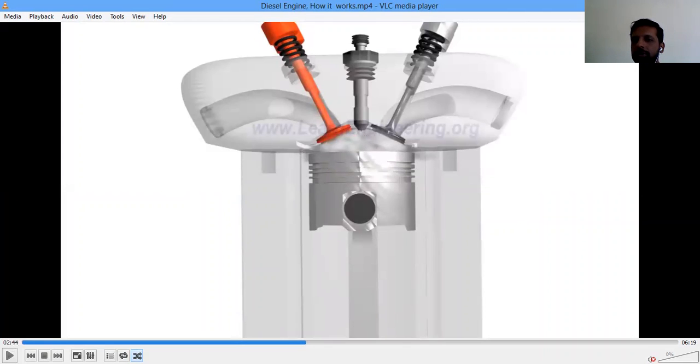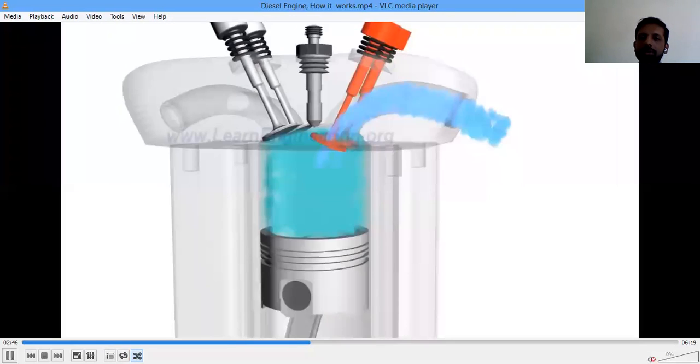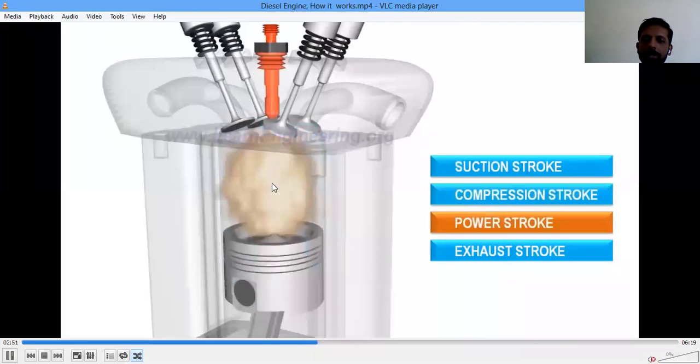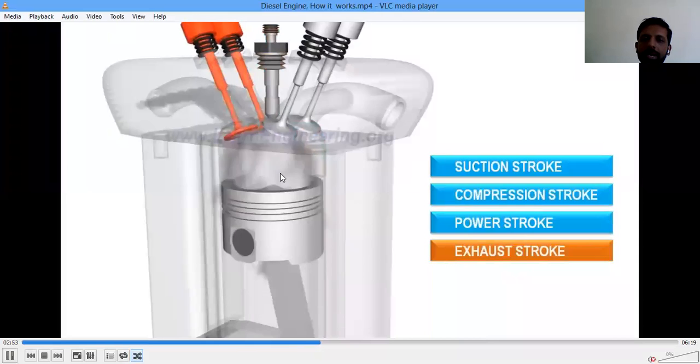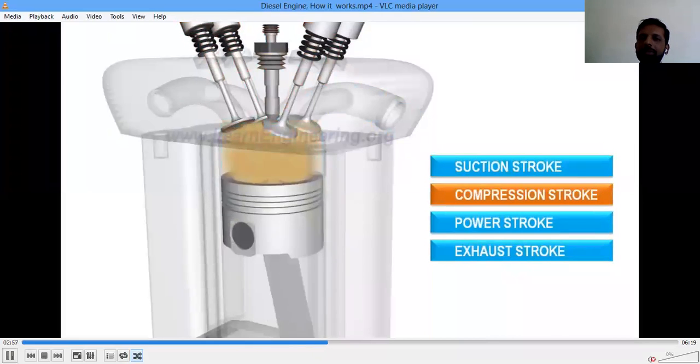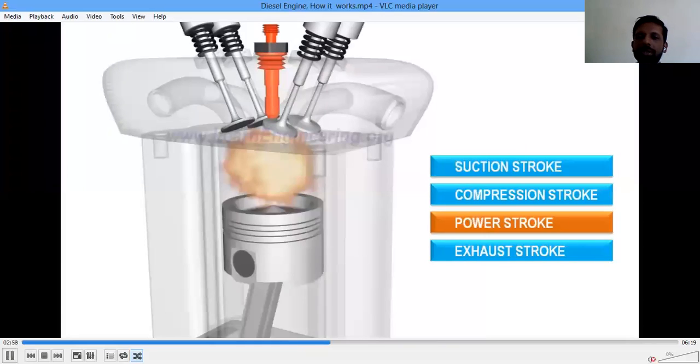Now to continue this cycle, the piston is going to move towards the BDC. During this time, the suction stroke takes place. At that time, the inlet valve will be open and only air is drawn in, and this cycle continues. So you can see here the compression stroke, combustion taking place, the power stroke, and the exhaust stroke. This cycle keeps on repeating, and this is how a four-stroke diesel engine works.